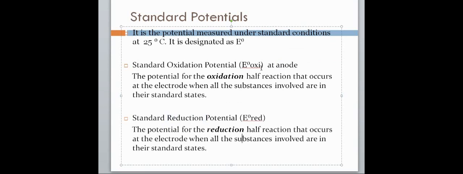Let's look at E0 oxi, which is the symbol for standard oxidation potential. It is the potential for the oxidation half reaction that occurs at the electrode when all the substances involved are in their standard states. So whatever happens at the anode, that potential at standard conditions, I will call the standard oxidation potential. Whatever happens at the cathode, that is reduction at standard state, is called the standard reduction potential and denoted by E0 red.